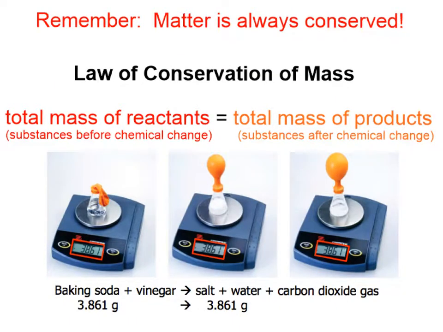It is important to remember matter is always conserved. It is not created and it is not destroyed. Therefore, we can talk about the law of conservation of mass in any chemical reaction or chemical change. The total mass of the reactants, which is what we start with, all the substances before the chemical change, is going to always equal the total mass of all the products. Those are the substances that you get out at the end after the chemical change has occurred.